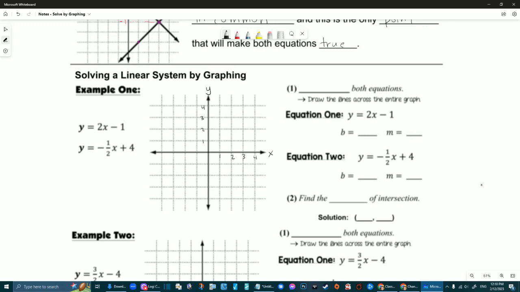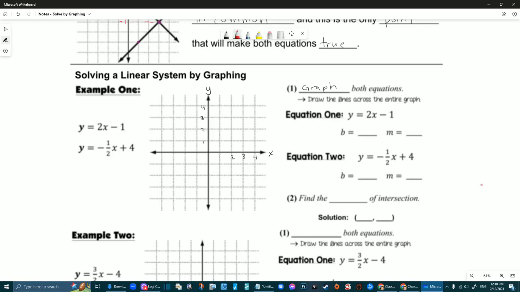And then really quick process. It says graph both equations. And there's a little hint beneath that says draw the lines across the entire graph. Just like we saw in our linear equations review video, we want to make sure we fill up the whole graph space in case that intersection point is on the edge of the graph.